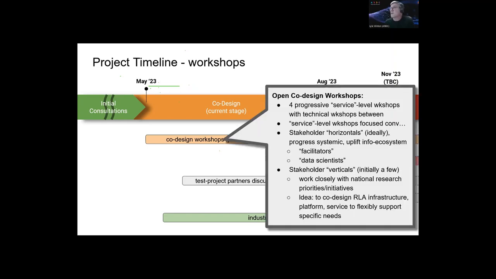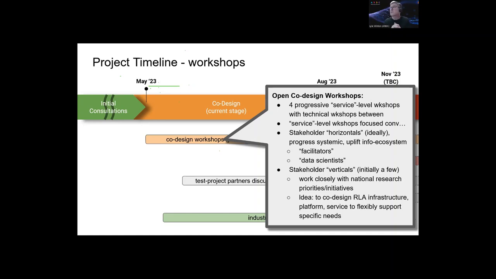So the heart of this are a series of open co-design workshops. There are going to be four progressive service or business level workshops interspersed with a number of technical workshops. The service or business level workshops will be focused conversations with a number of different types of stakeholders. Stakeholder horizontals is what we're calling one group of those. These are the people that can help us to understand the systemic challenges and the information ecosystem challenges that are out there, because they are from organizations that are dealing with facilitating industry and research collaboration on a day-to-day basis, or because they are data scientists, ordinarily accessing the same types of information to try and provide better insights to their organizations about what's going on.